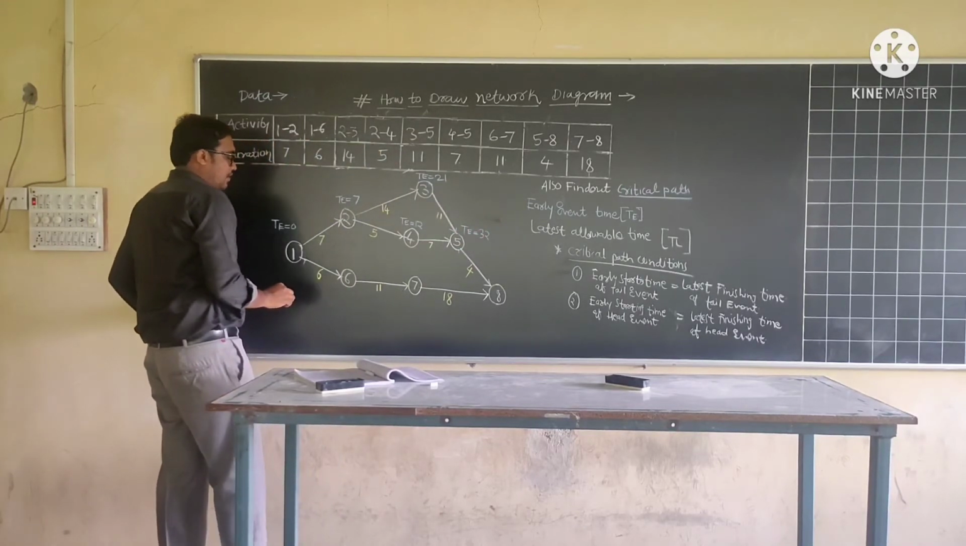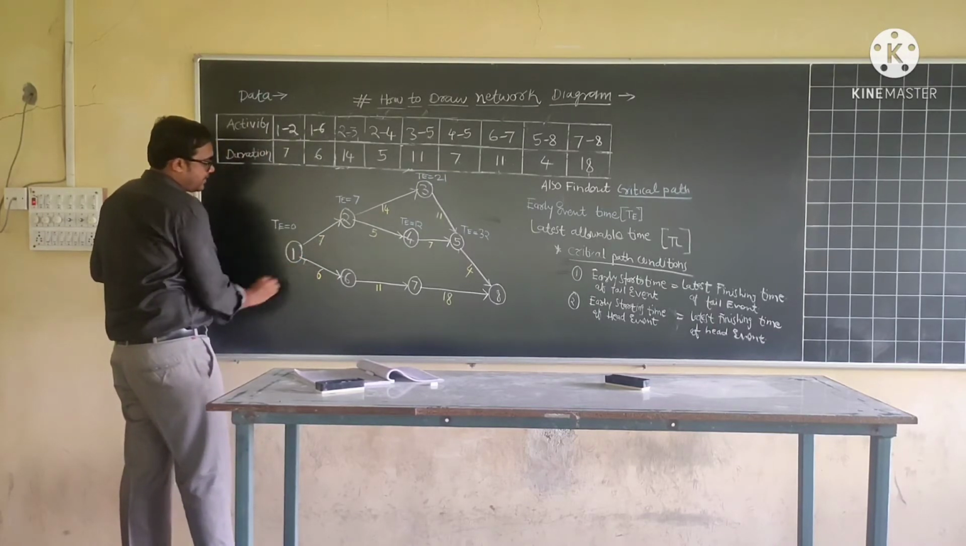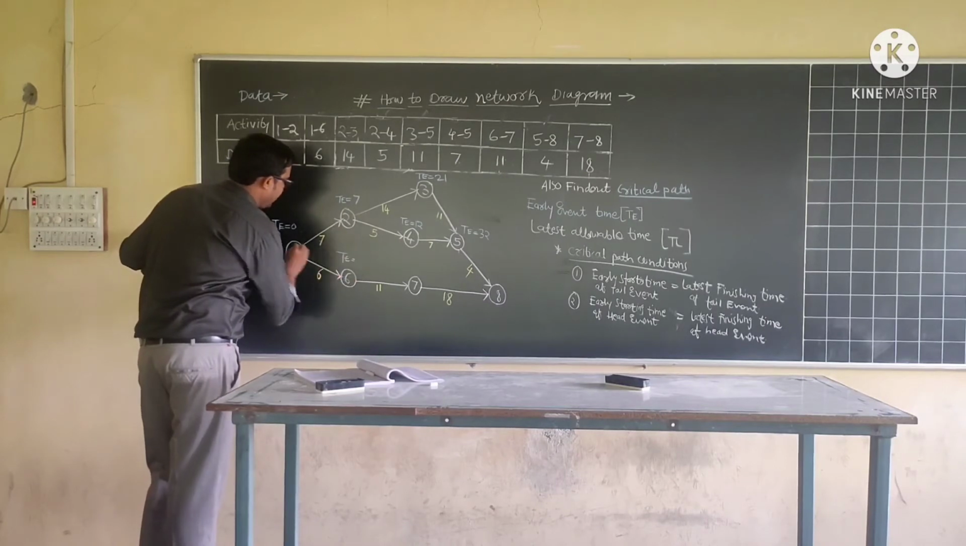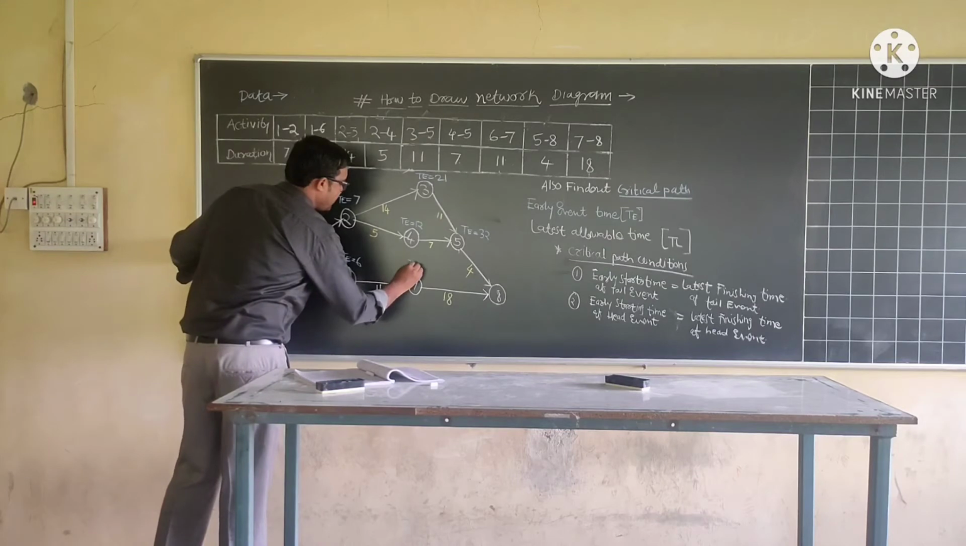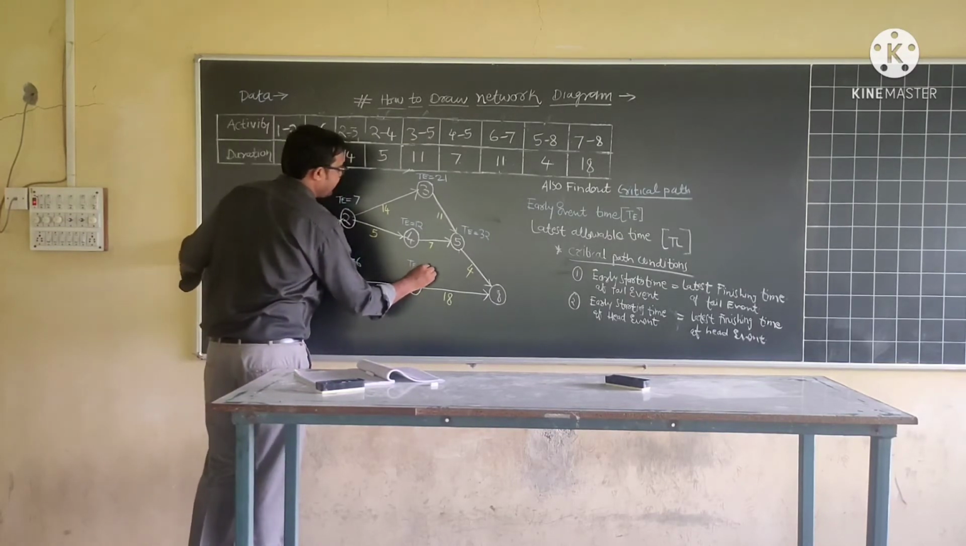Okay. Now we will move to this path. The TE value for event number 6 will be 0 plus 6, 6. For event number 7, similarly, TE value is 6 plus 11, 17.